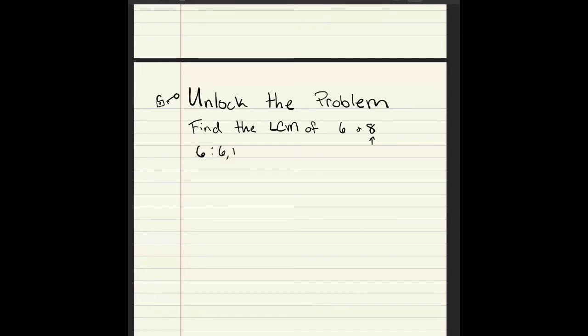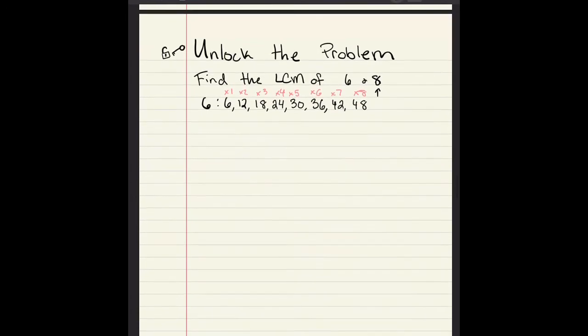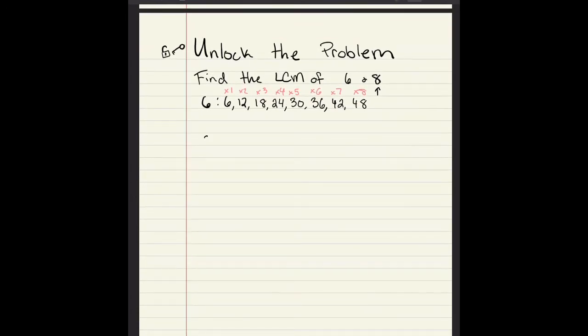6 times 2 is 12. 6 times 3 is 18. 6 times 4 is 24. 6 times 5 is 30. And 6 times 6 is 36. 6 times 7 is 42. And then finally 6 times 8 is 48. So these are all the numbers that I multiplied 6 by. Now the same thing for 8.